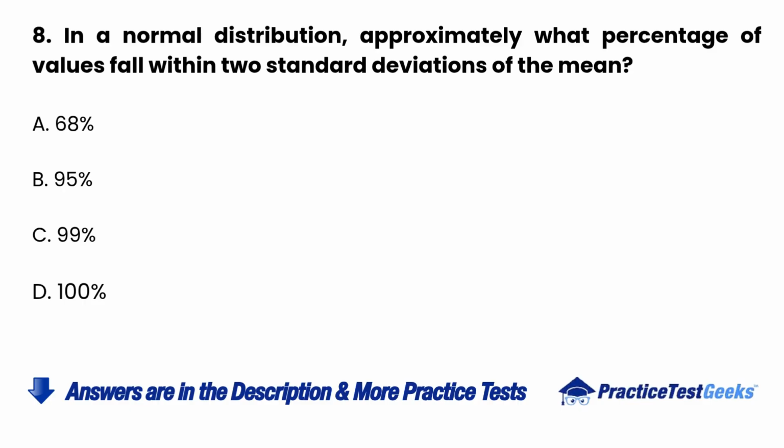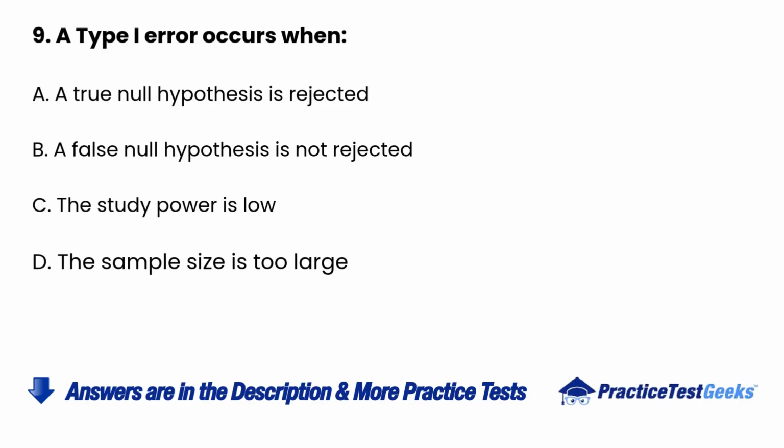99%. D. 100%. 9. A type 1 error occurs when A. A true null hypothesis is rejected. B. A false null hypothesis is not rejected. C. The study power is low. D. The sample size is too large.